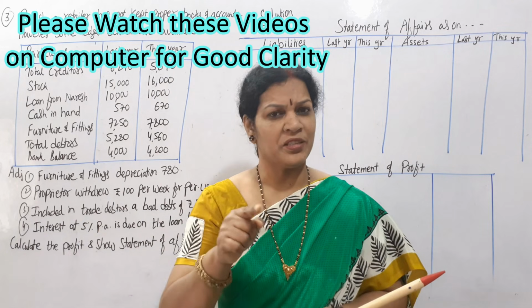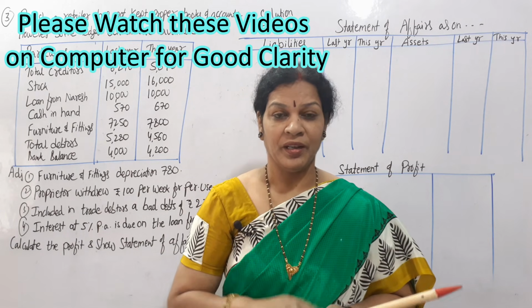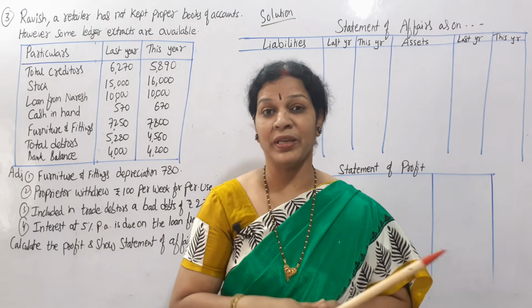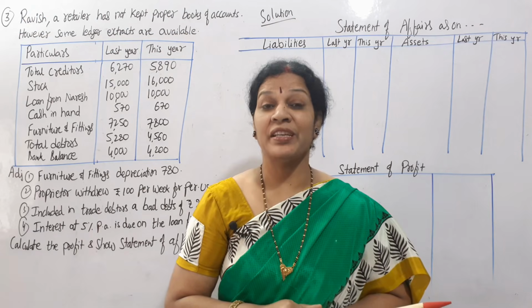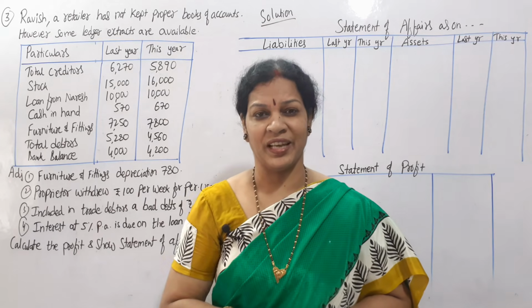Together means statement of affairs and statement of profit together, how to prepare. And some information is given with adjustments. With that adjustment, how we can prepare the single entry. This is useful from the final exams point of view. Essay type problem. So please concentrate and focus on today's class.